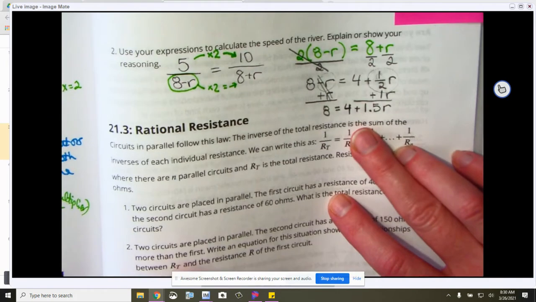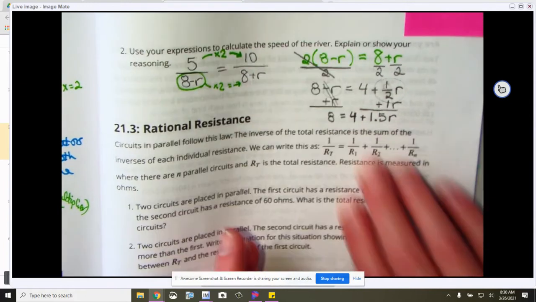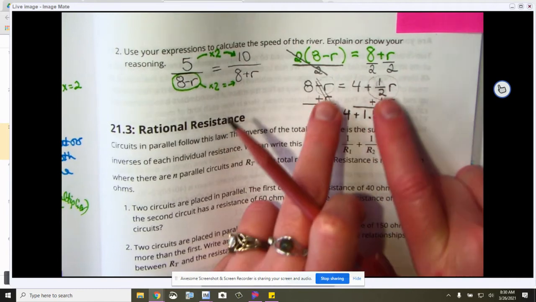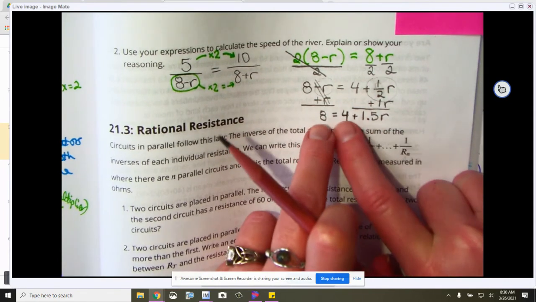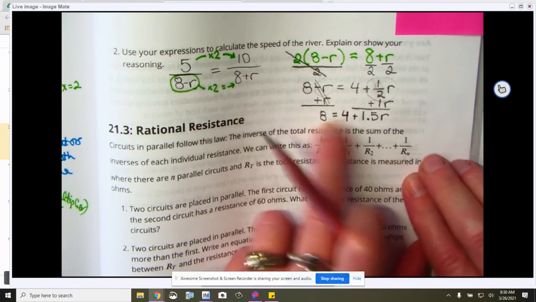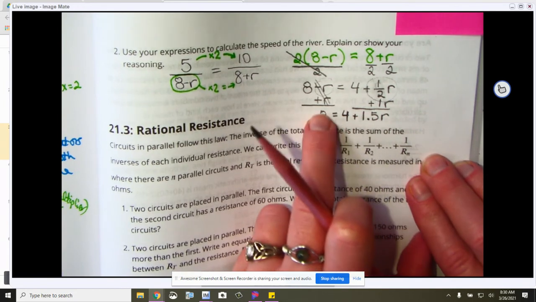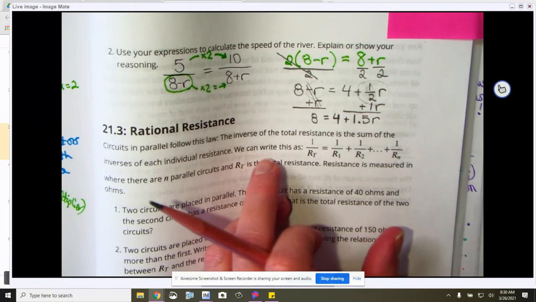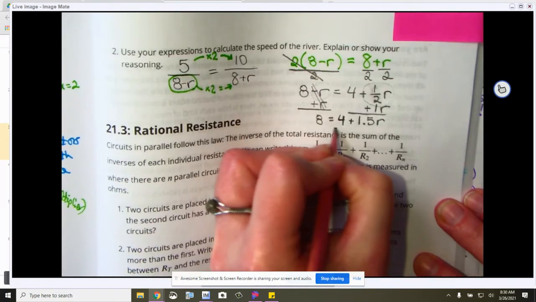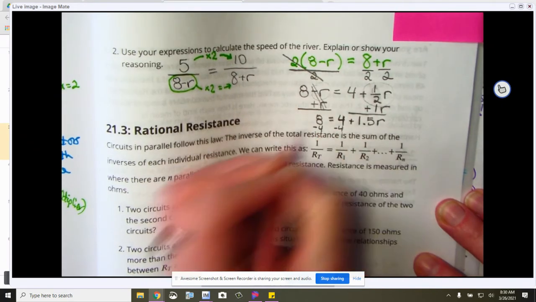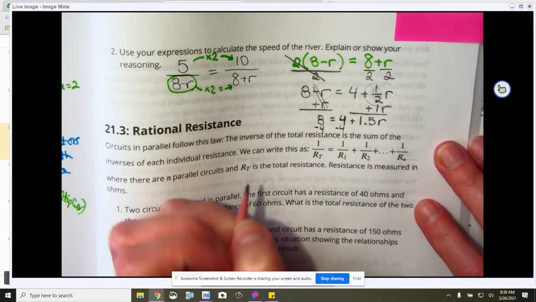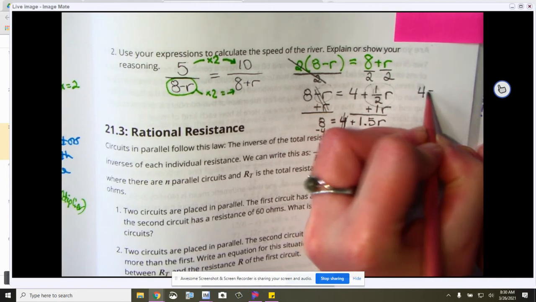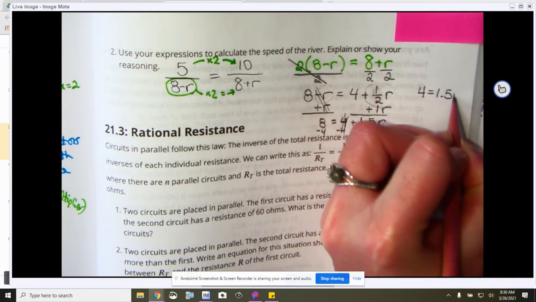All right. Ollie, what would you do from here? Okay. Yeah. I'll subtract the 4. All right. Ollie is saying, just like we had R's on two different sides, we have constants on two different sides. Let's move that 4 over with the 8. So we've got our R's on one side and our constants on the other side of the equal sign. Let's subtract 4 from both sides of our equal sign. And you have 4 equals 1.5 R.